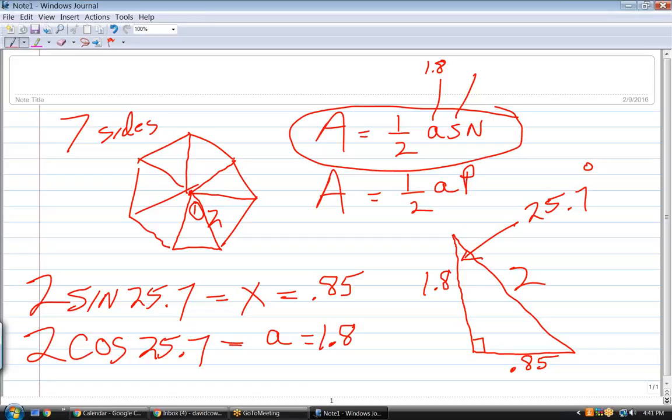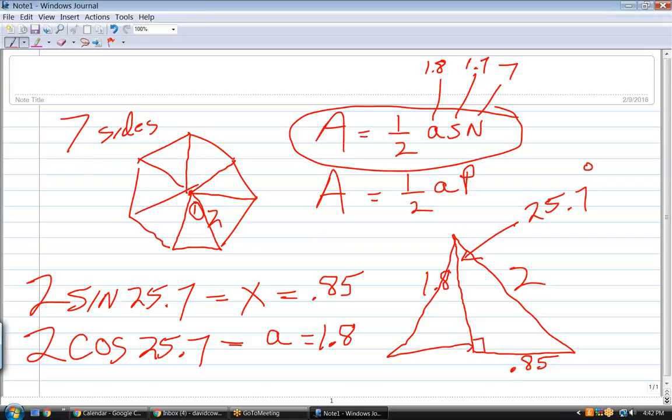Side length is 2. No, 0.85. Remember, that's only half of that triangle. In other words, the original triangle is an isosceles triangle. Remember, it looked like this? And all we figured out was half of it. Yeah. Side length is 1.7. Number of sides? 7? 6. No, 7, I guess. 7 sides.